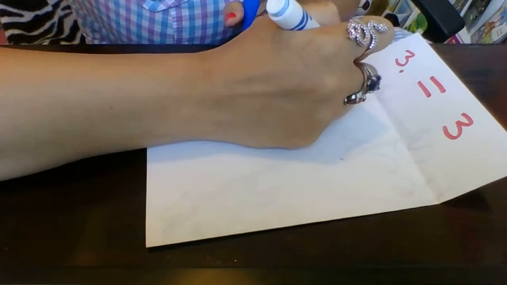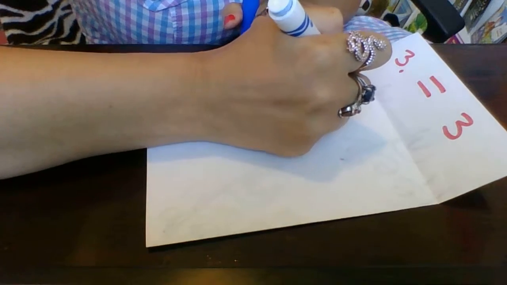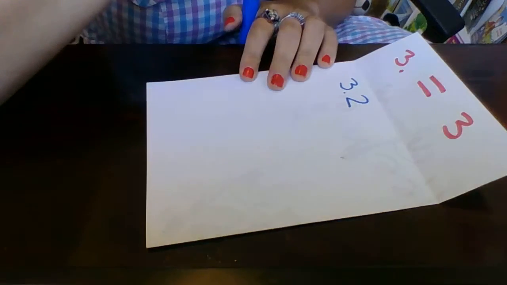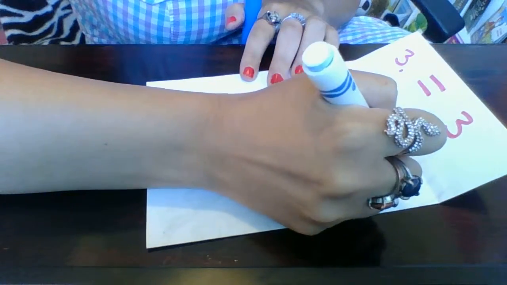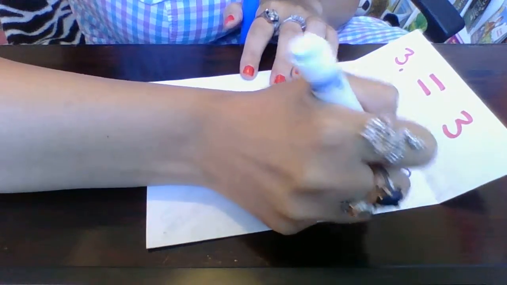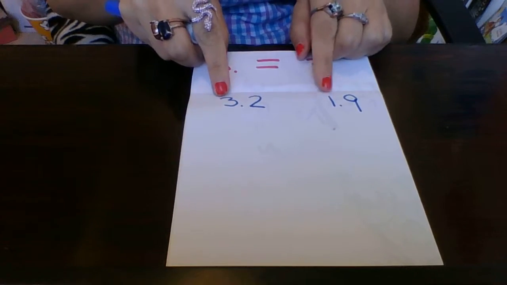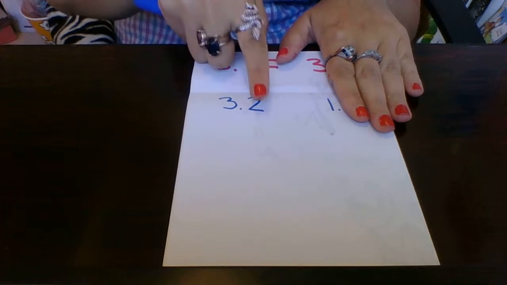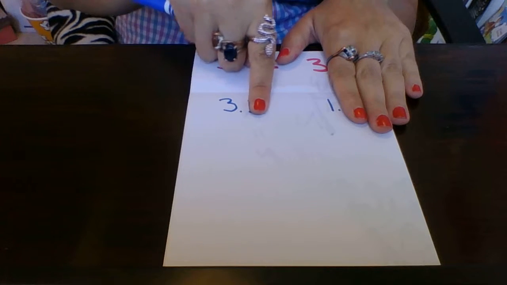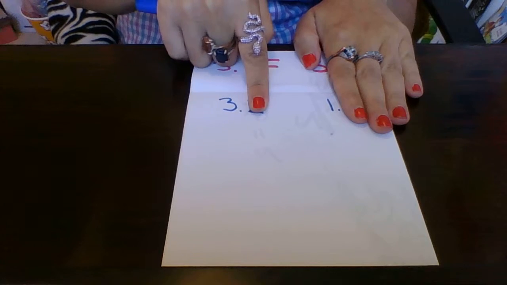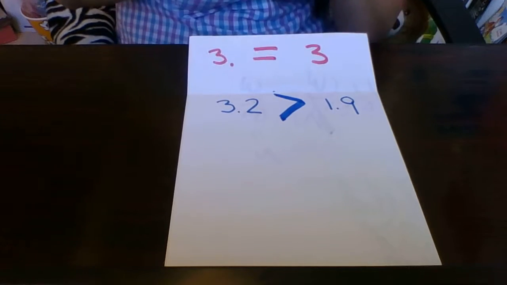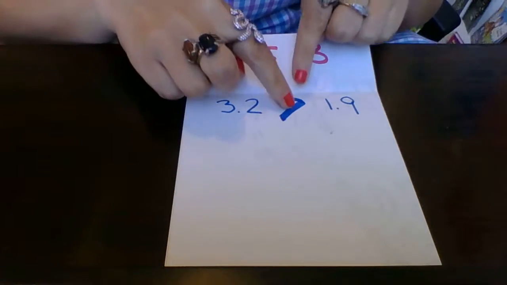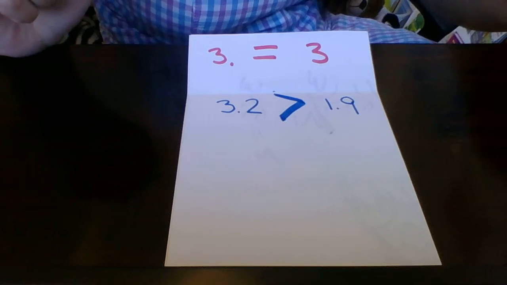If I have 3 decimal 2 and I have 1 decimal 9, what I need to do first is consider the numbers in front of the decimal. So I just pretend those ones aren't even there. 3 and 1, which one's bigger? 3. Well, okay then. The alligator's mouth is opened, eating the bigger number.